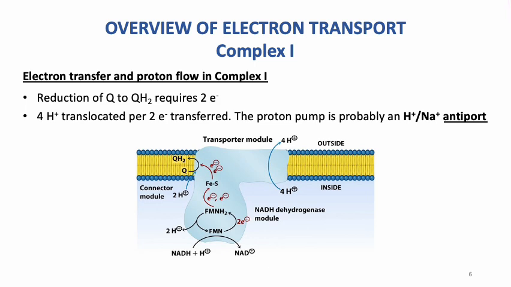You recall that quinone, when receiving 1 electron, will form the stable free radical semiquinone, and then when it receives another electron with 2 protons, it will be reduced to QH2. So here, the pathway of the electrons starts from NADH through FMN, through iron sulfur clusters to reduce Q to QH2, which will shuttle the electrons to complex 3.